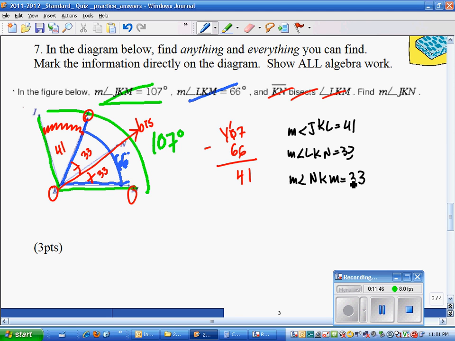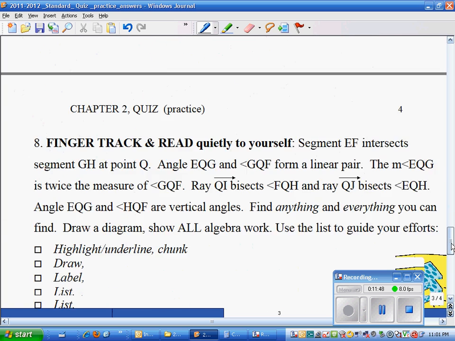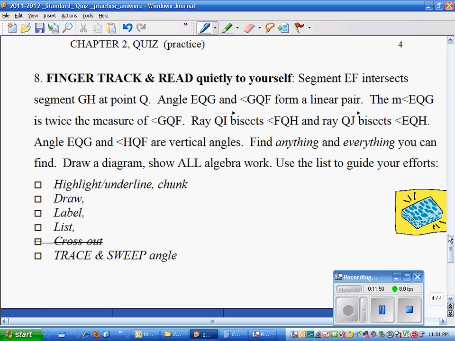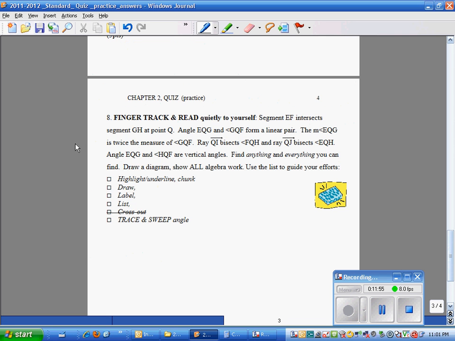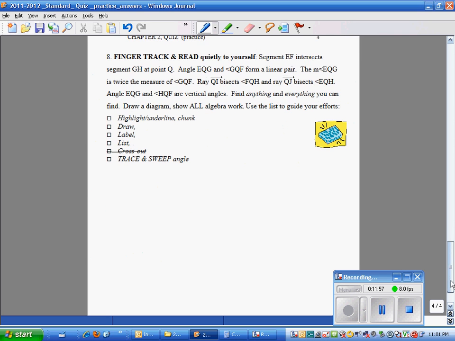It says segment EF intersects GH at point Q. Angles EQG and GQF form a linear pair. EQG is twice the measure of GQF. QI bisects FQH. QJ bisects EQH. Angle EQG and HQF are vertical. Find anything and everything that you can find.